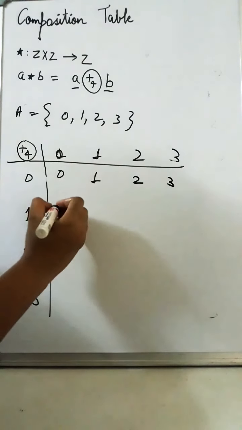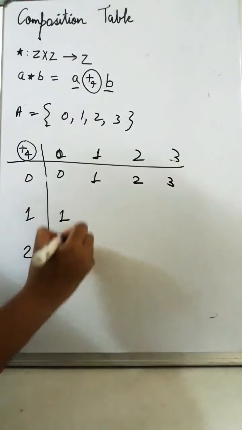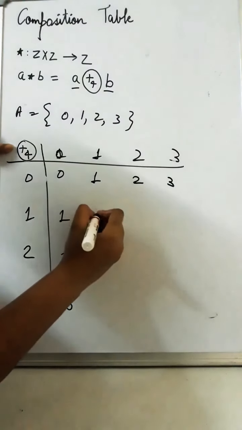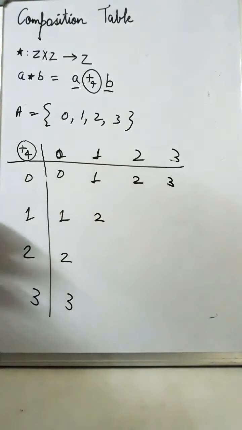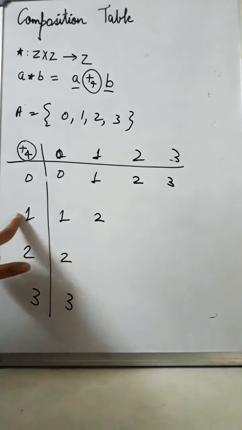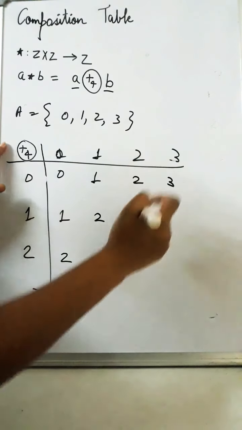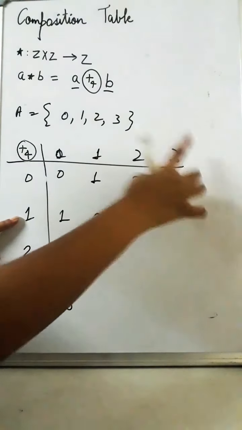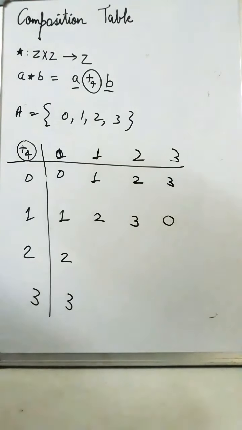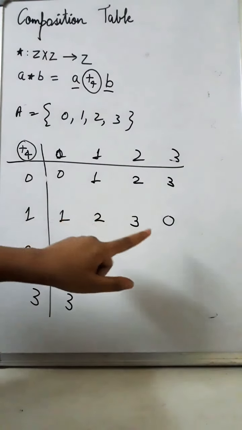Now 1 plus 0 is 1. 1 only, 2, 3 you will get like this. Now 1 plus 1 is 2. 2 addition modulo 4 will be 2 only, because 2 is less than 4. 1 plus 2 is 3. 3 addition modulo 4 is 3 only. 1 plus 3 is 4. 4 addition modulo 4 means what? 4 divided by 4 and the remainder. 4 can completely divide 4. The remainder will be 0. So 4 addition modulo 4 is 0.